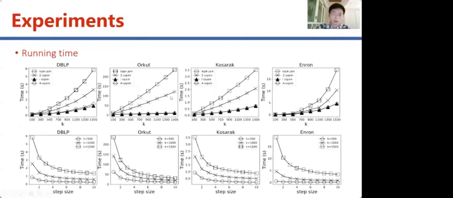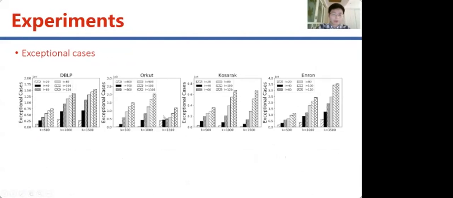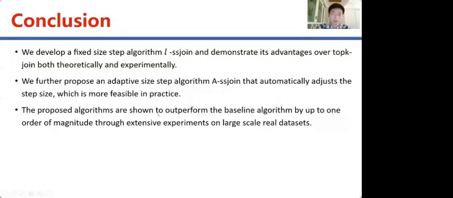We also draw the comparison of running time with different K. The running time increases with the increase of K, which is as expected. The figure below shows running time with different step sizes. And this figure shows the trace of the number of exceptional cases with different K and step sizes. We also conducted several other experiments. Due to space and time limits, they are not shown in the slides. Last of all, we draw the conclusion that our proposed algorithms outperform the baselines through extensive experiments on large-scale datasets. That's all for my presentation, and thank you for your attention.